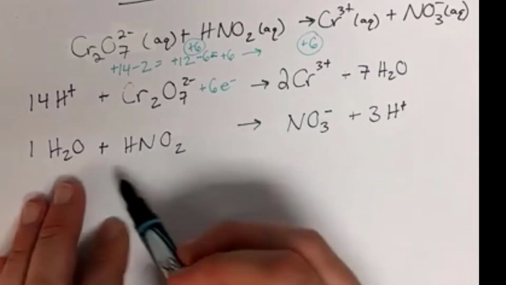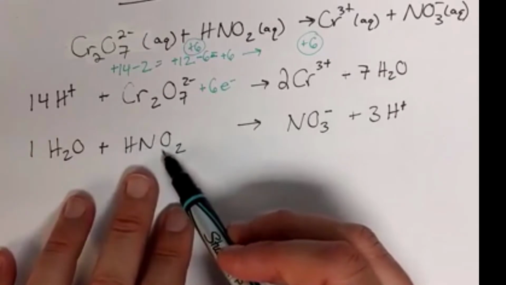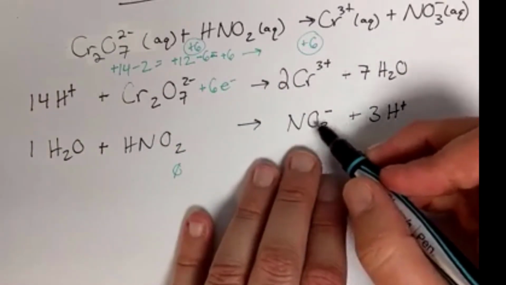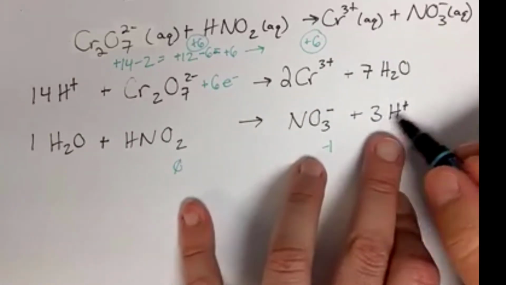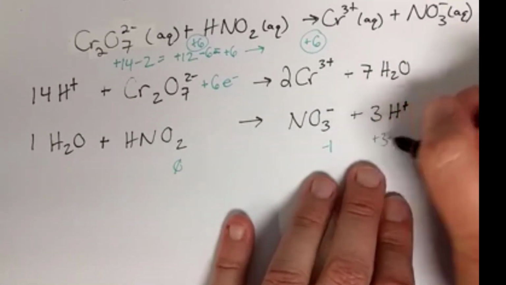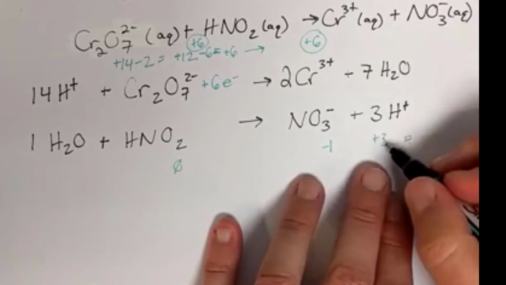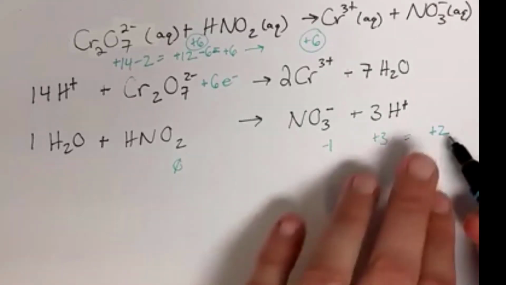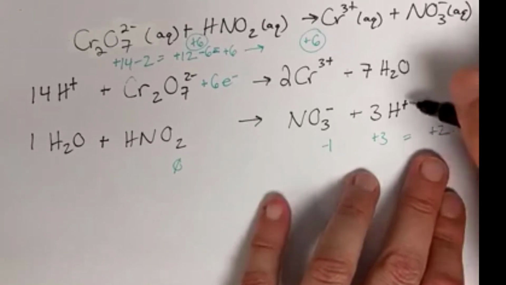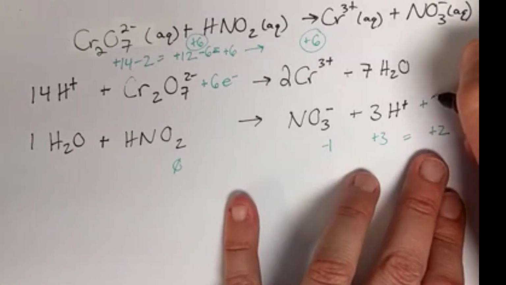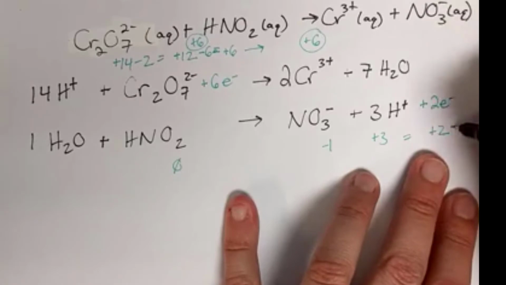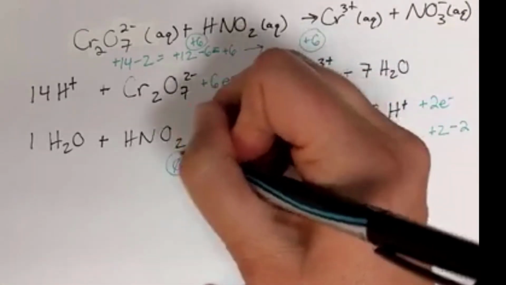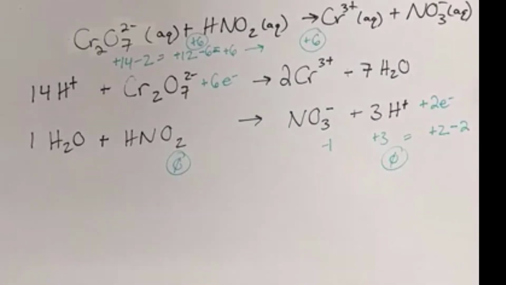Now come on down here. Water is 0. This is 0. So it's 0 on this side. What about over here? I have 1, a negative 1, and I have 3 positives, plus 3. So that gives me a total of 3 minus 1 plus 2. So I'm going from 0 to plus 2. So what that means is I need to add on 2 electrons on this side to give you minus 2. So now I've got 0 on this side, 0 on this side, and now it's balanced.